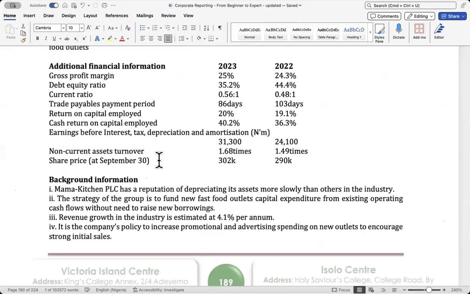Background information. One, Mama Kitchen PLC has a reputation of depreciating its assets more slowly than others in the industry. Two, the strategy of the group is to fund new fast food outlets capital expenditure from existing operating cash flows without the need to raise new borrowings. Three, the revenue growth in the industry is estimated at 4.1% per annum. Four, it is the company's policy to increase promotional and advertising spending on new outlets to encourage strong initial sales.